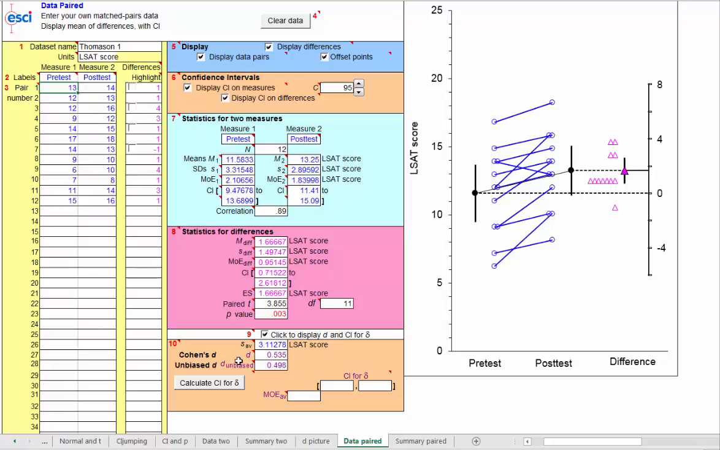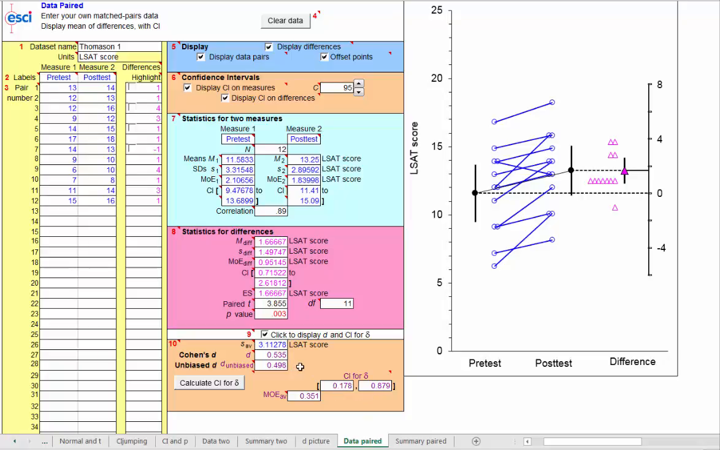We've got 11 degrees of freedom, quite small, so d unbiased is noticeably less than d, around 0.535, d unbiased 0.498. Next step, we'd like the confidence interval. That's our interval estimate for Cohen's delta. That's the standardized effect size in the population. And ESCI needs to do a bit of complicated calculation there. Watch right now, and I'll press this button and you'll see the values pop up here. There we go. The confidence interval for delta is from 0.18 to 0.88.